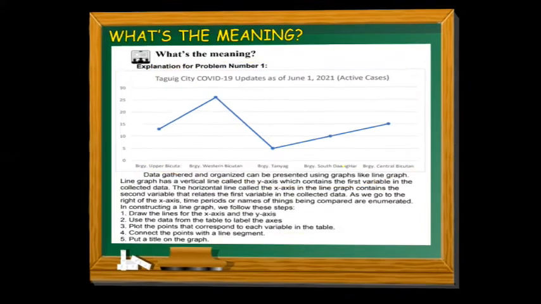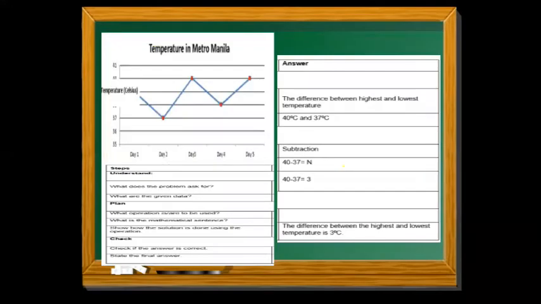So next, sagutan naman natin yung activity number 2 natin. Ayan. So temperature in Manila, ito yung mga temperature ng day 1, day 2, day 3, day 4. So what does the problem ask for? Syempre the problem is the difference between the highest and lowest temperature. Okay? And then the next one. Ang next naman natin is what are the given data? So meron tayong 40 degrees Celsius at meron tayong 37 degrees Celsius. Ayan.